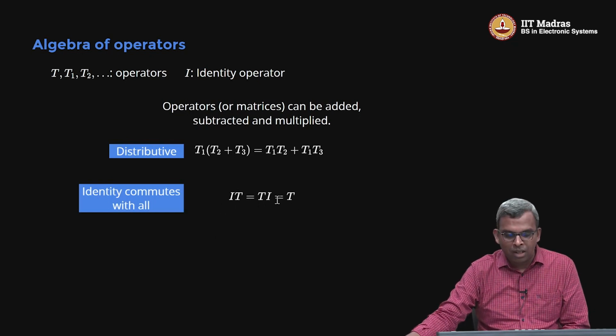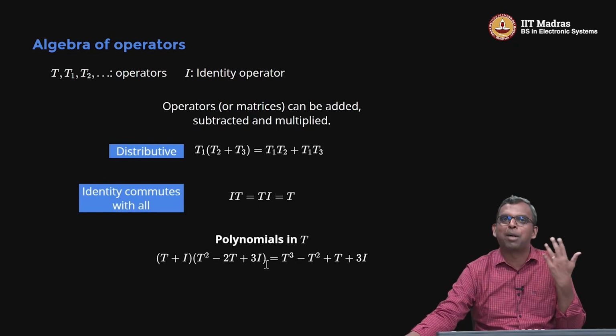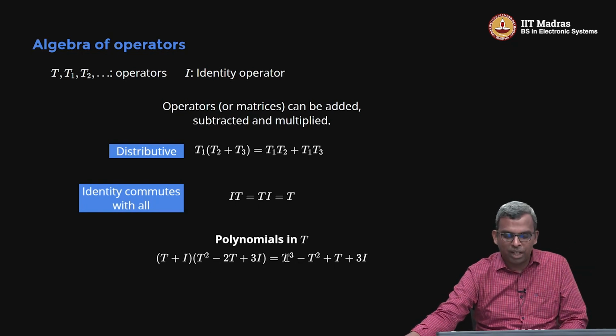Interestingly, you can also do polynomials in T, because see, polynomials, it's enough if you add, subtract and multiply. So you can do polynomials in T. You can do operations like this, T plus I into T squared minus 2T plus 3I, right? You can multiply like a polynomial. So you multiply these two, you get T cube. Multiply these two, you get minus 2T square, and then you got the plus T square. So that will cancel and you will get minus T square. Just make sure you can multiply, just like polynomials.